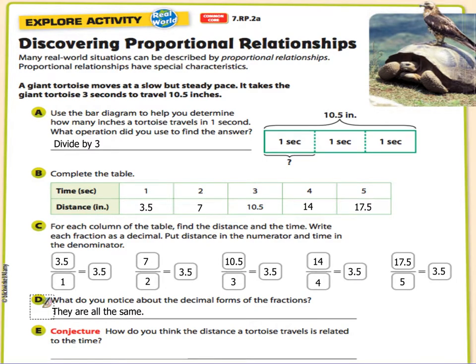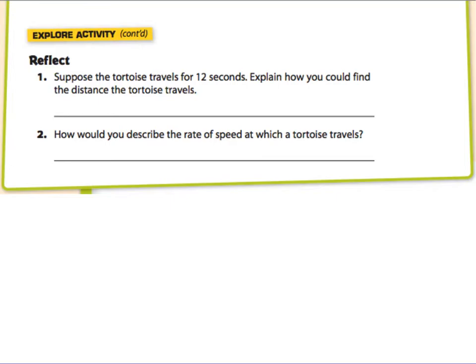Okay, so how do you think the distance a tortoise travels is related to the time? Well, what you'll notice is it's constant. It never changes. All right, so as we said before, it's slow, but it is a steady pace. Steady in this case meaning it is constant or never changing.